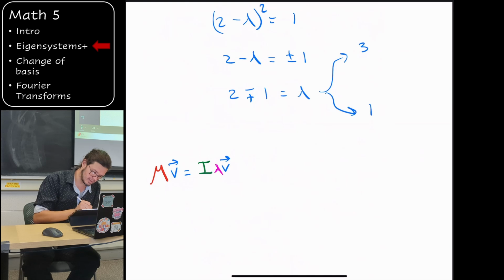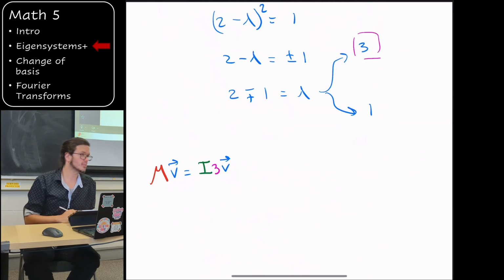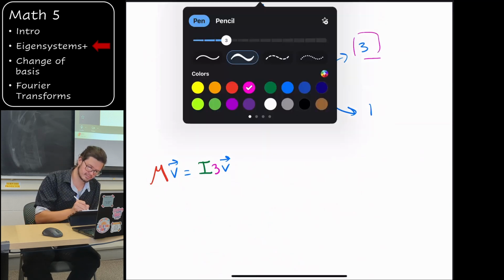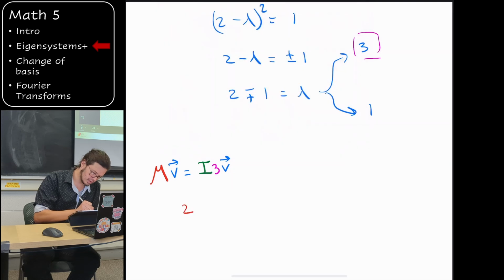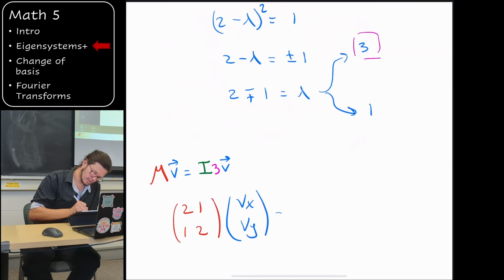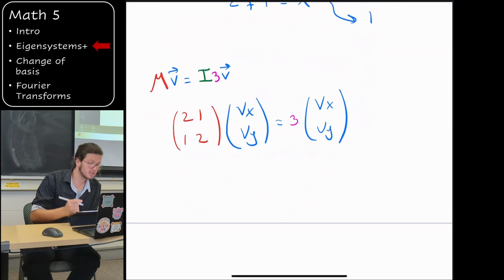So I'm going to grab this equation and I'm going to say lambda. No. That was not lambda. That was a number, 3. And now I'm going to solve this. And this equation tells me the matrix 2, 1, 1, 2 applied to the vector Vx, Vy should be equal to 3 times the vector Vx, Vy. And now we solve.